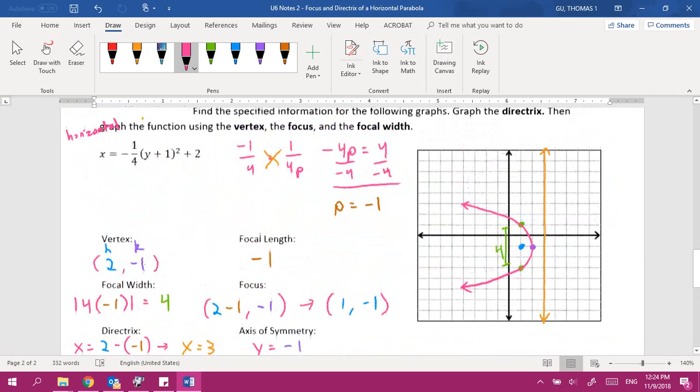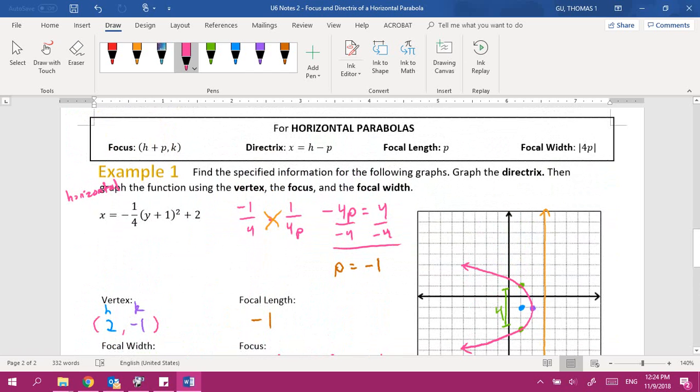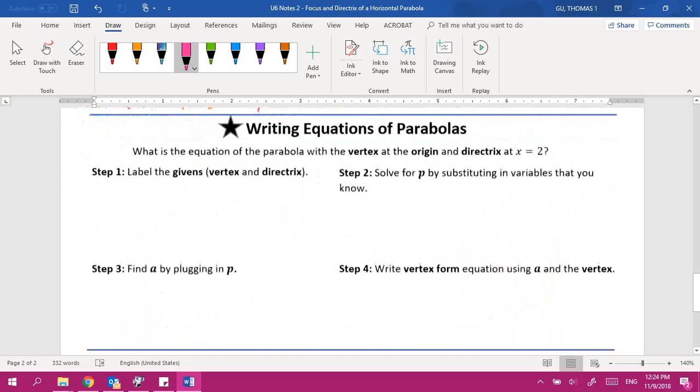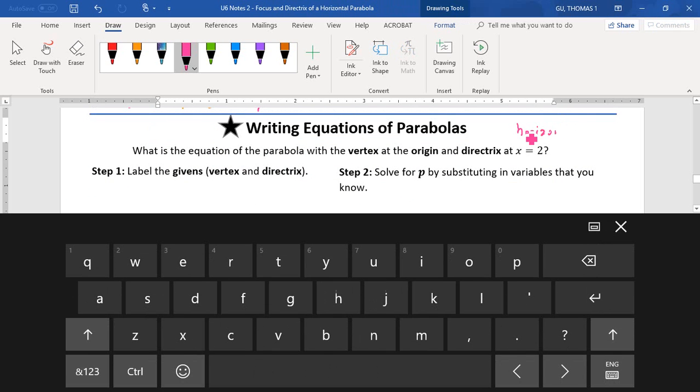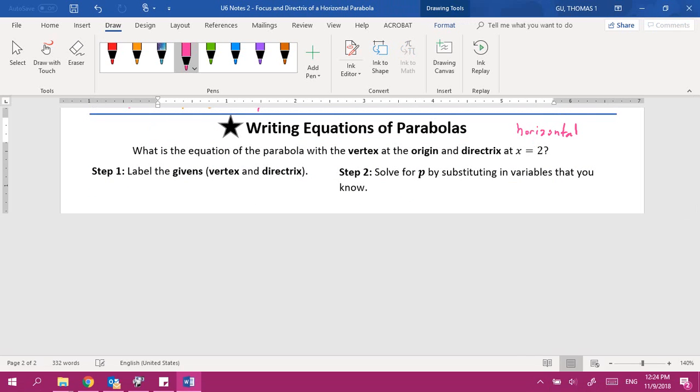Because look at your formulas right here. For horizontal parabolas, the directrix is x equals something, because for vertical parabolas, the directrix is y equals something. So that's how you can tell that this is going to be a horizontal parabola. So then it's horizontal, and you're going to be using your horizontal parabola formulas, right?